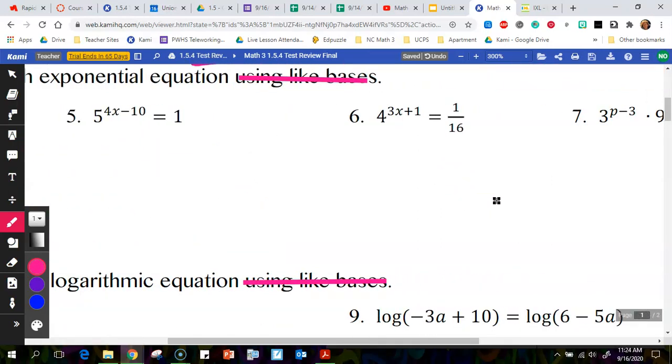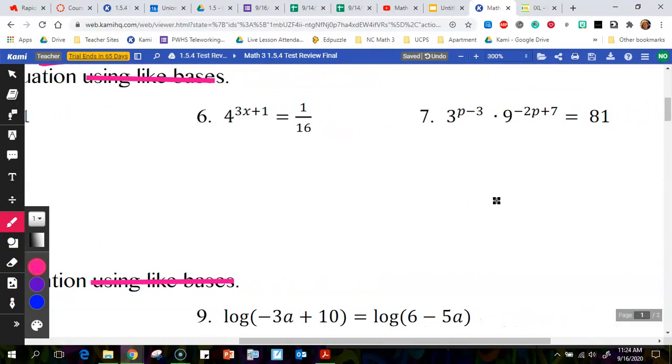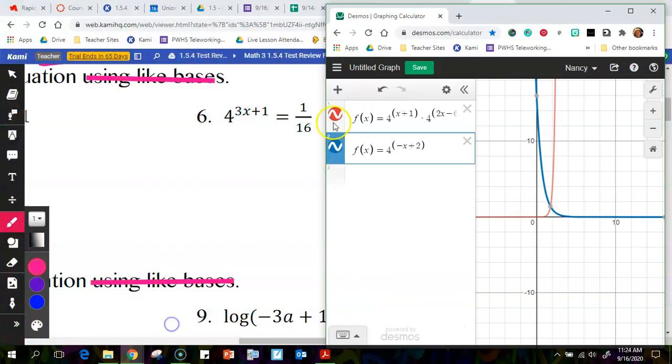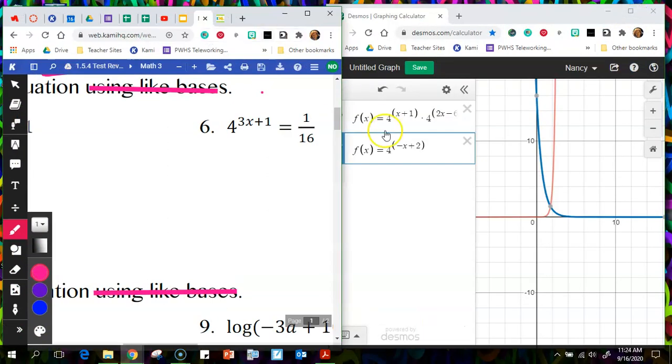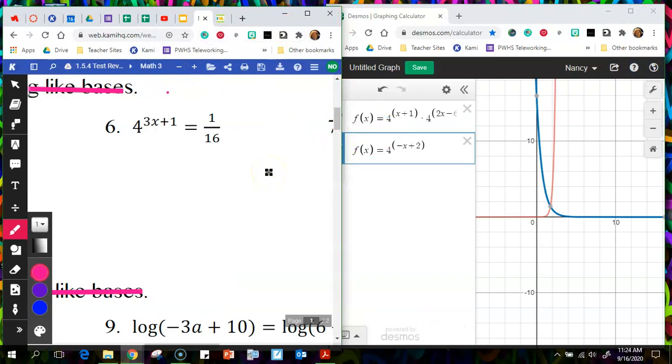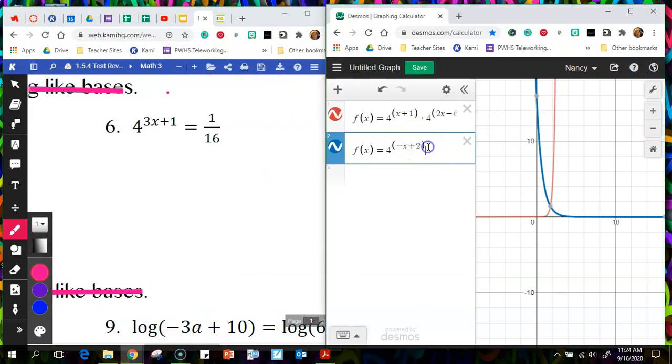Let's look at number 6. Okay, so for number 6, I'm going to enter this in Desmos. I think it's easier to do that. Let me find my Desmos. Here we go. All right, so this was number 6, and I need to back out of what I had over here.